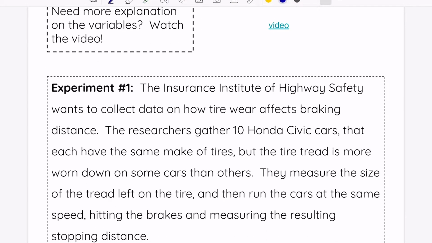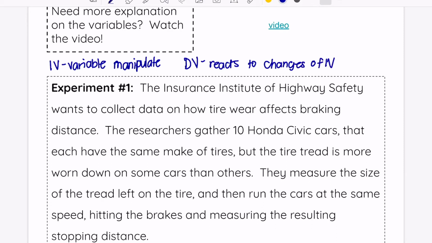Remember that the independent variable is the variable that you are going to manipulate or that you're going to change on purpose. And then the dependent variable is the thing that reacts to the changes of the independent variable.